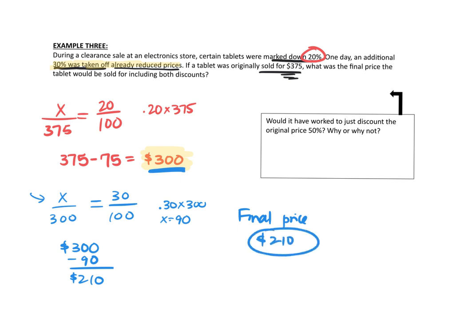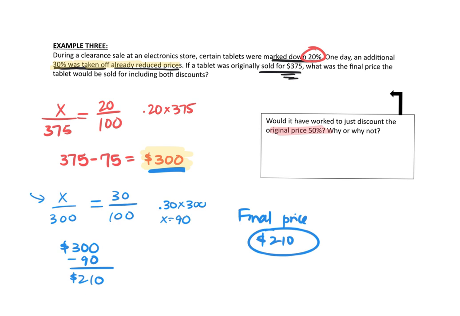So here's a question for you to think about. Would it have just worked? Could I have just done 50% off the original price? Why would that work or why would it not work? Do I have to do it 2 steps at a time? Do I have to do the 20%, then the 30%? So think about that right now and jot down your answer.